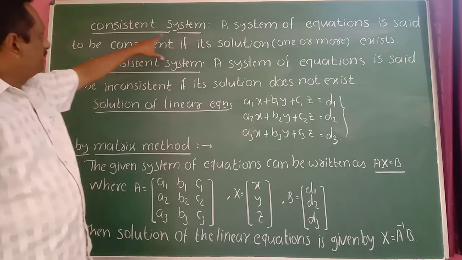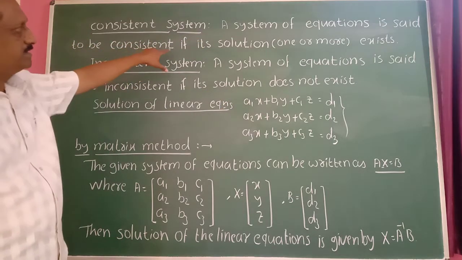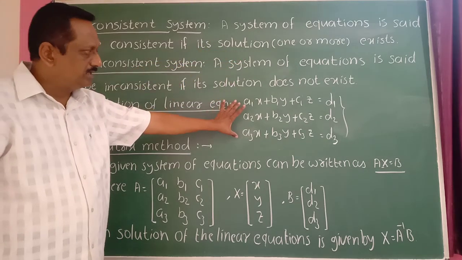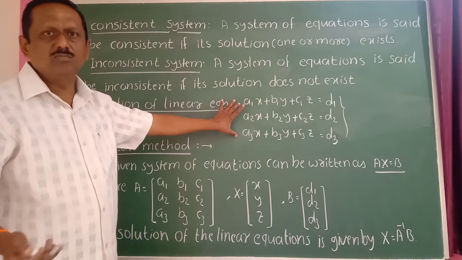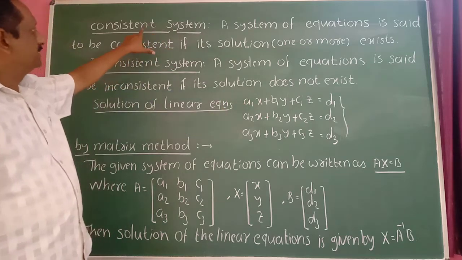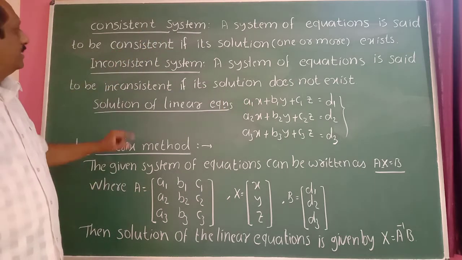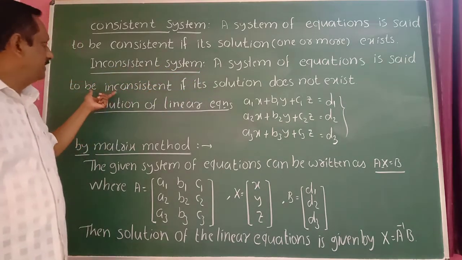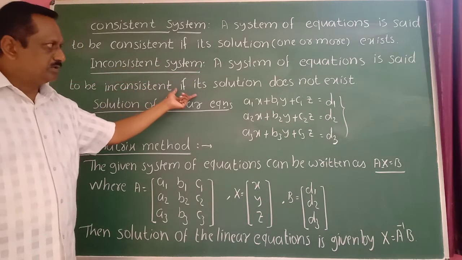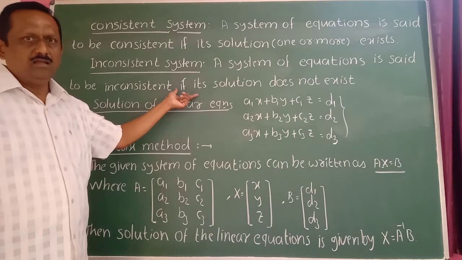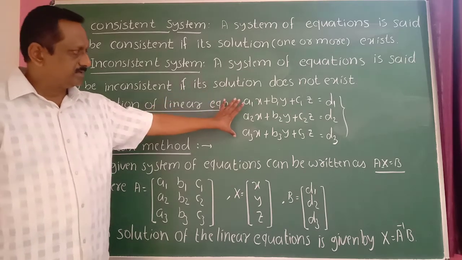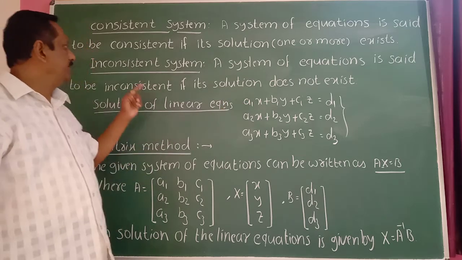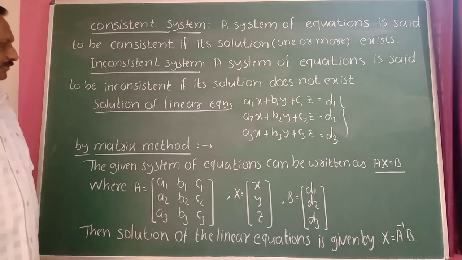A system of equations is said to be consistent if a solution, one or more, exists. If it has a solution, it may be one solution or more solutions, then it is said to be a consistent system. A system of equations is said to be inconsistent if its solution does not exist. If the system of equations does not have any solution, in that case this system is said to be inconsistent.